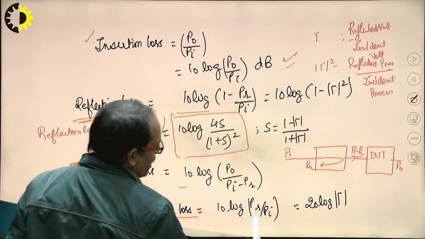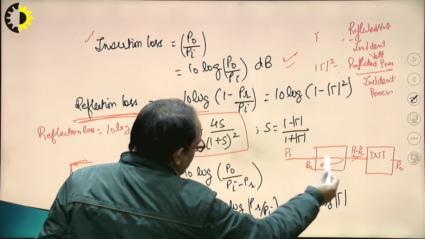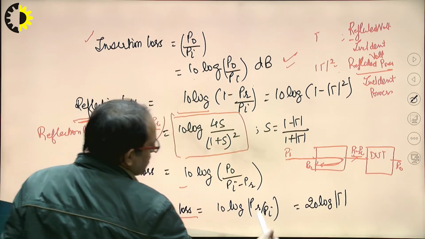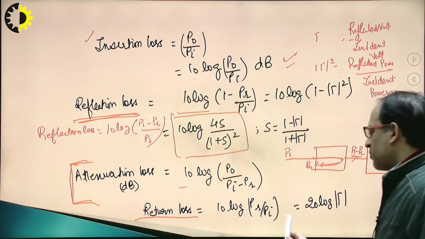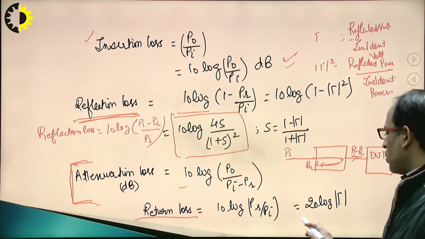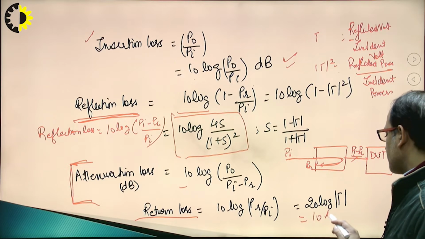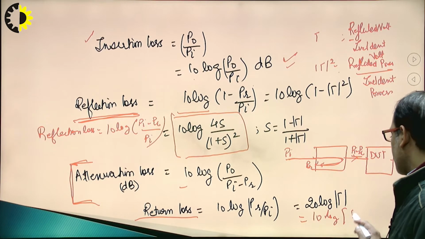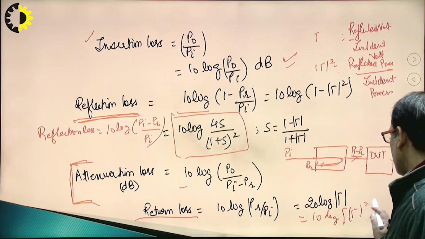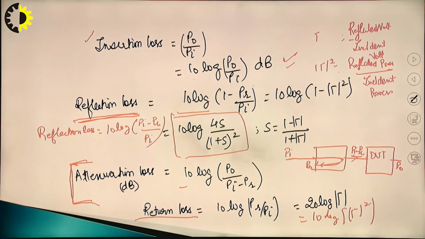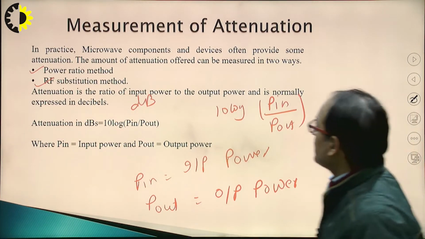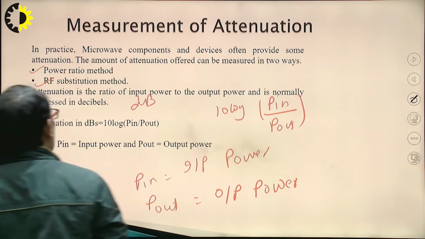Therefore return loss is equal to what? 10 log of PR upon Pi. How much power is returning back? It is PR upon Pi, that is 10 log of PR upon Pi, and this is equal to 10 log of reflection coefficient whole square, and that comes out to be 20 log of reflection coefficient. Clear?